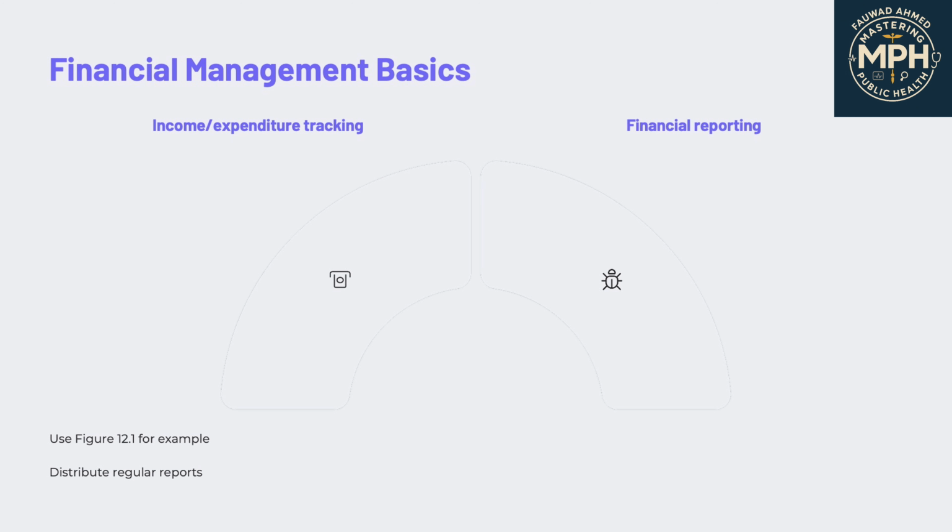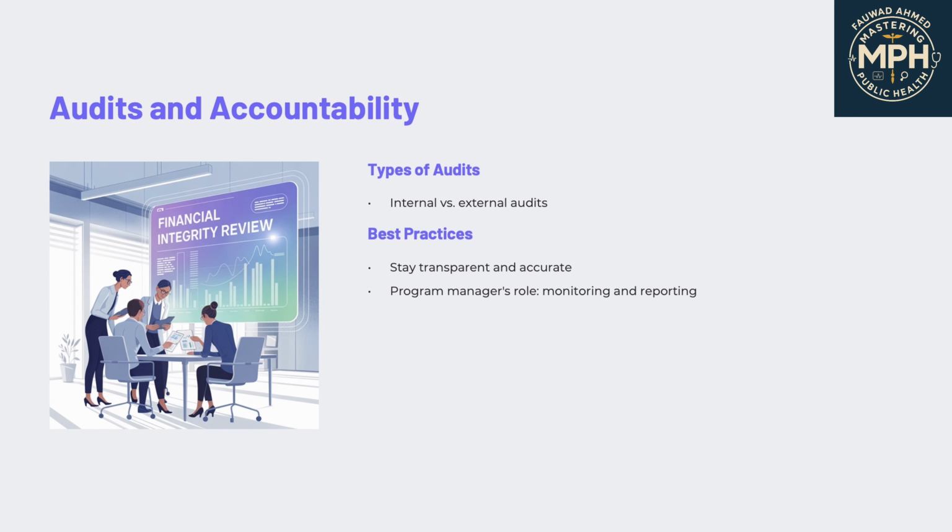Use tools like Figure 12.1 to track budget categories and year to date totals. Third is prepare regular reports monthly, quarterly, or as required. Fourth is distinguish between internal audits, routine checks, and external audits, formal evaluations. Fifth is the program manager must monitor the budget carefully. Don't assume someone else is doing it.